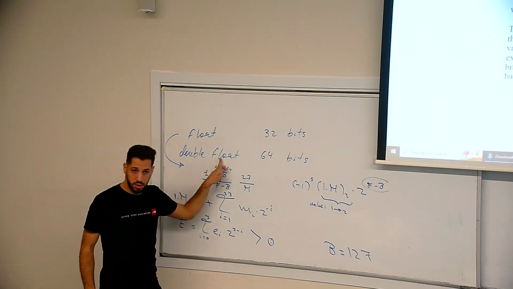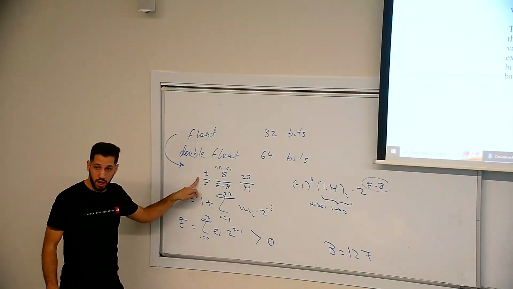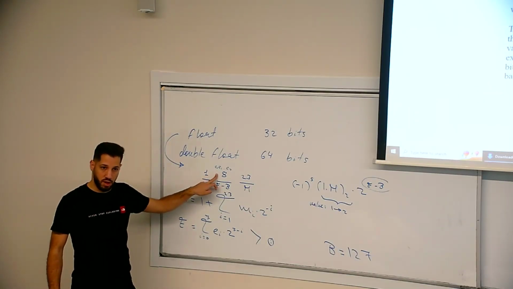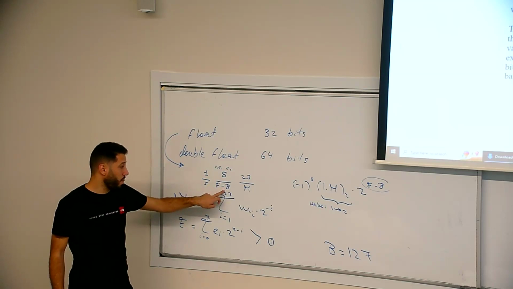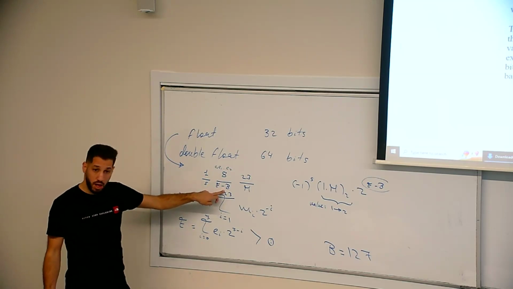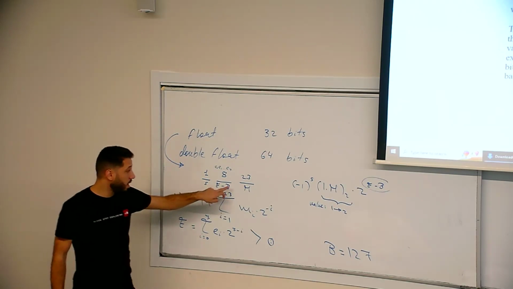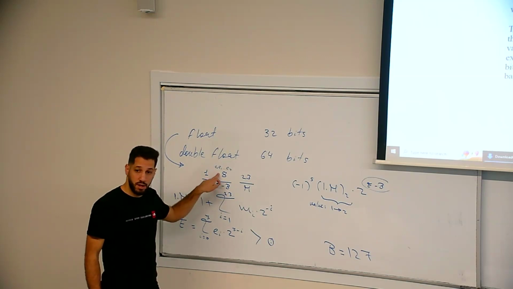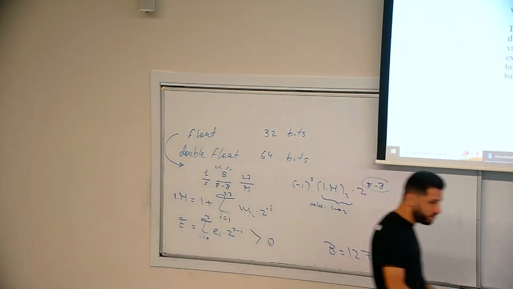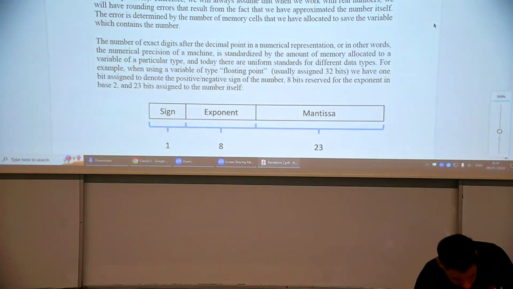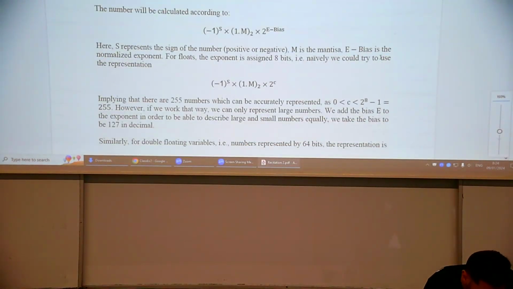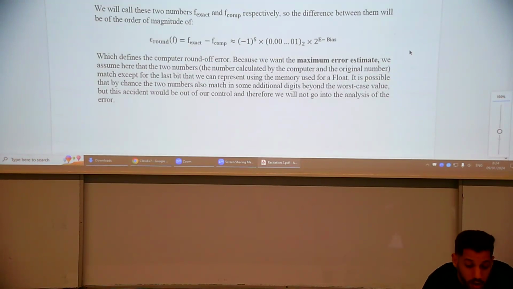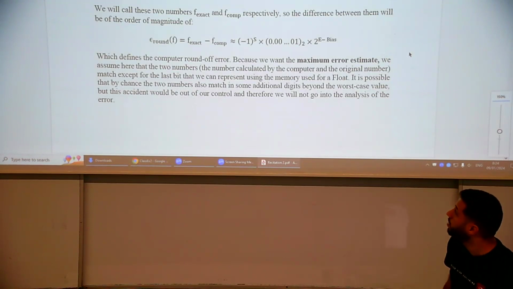For double float, I have also 1 bit for the sign, and I have 11 bits for the exponent, and the bias is 1023, and I have how many bits for the mantissa? It's 1 and 11, 52. Okay. Any questions? Okay.